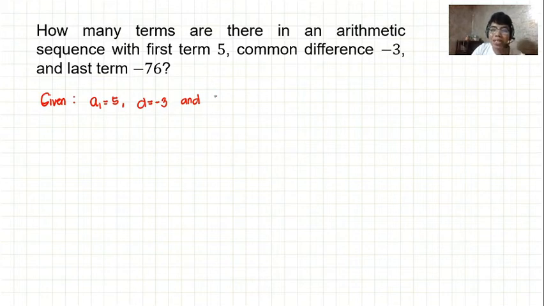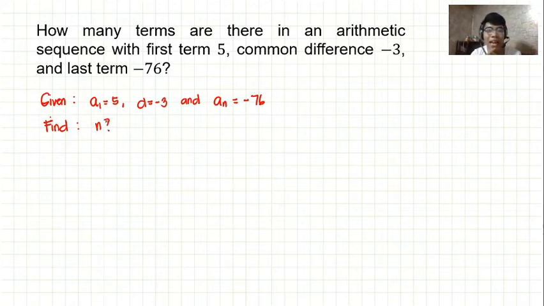Suppose we let our last term be A sub N. We don't know yung N natin, right? And yun yung hinahanap. So A sub N is -76. Okay? So what we're going to find is the value of N. How many terms? Now, since from the problem, it is stated that the sequence follows an arithmetic progression, so we will use the formulas that we know sa arithmetic sequence.